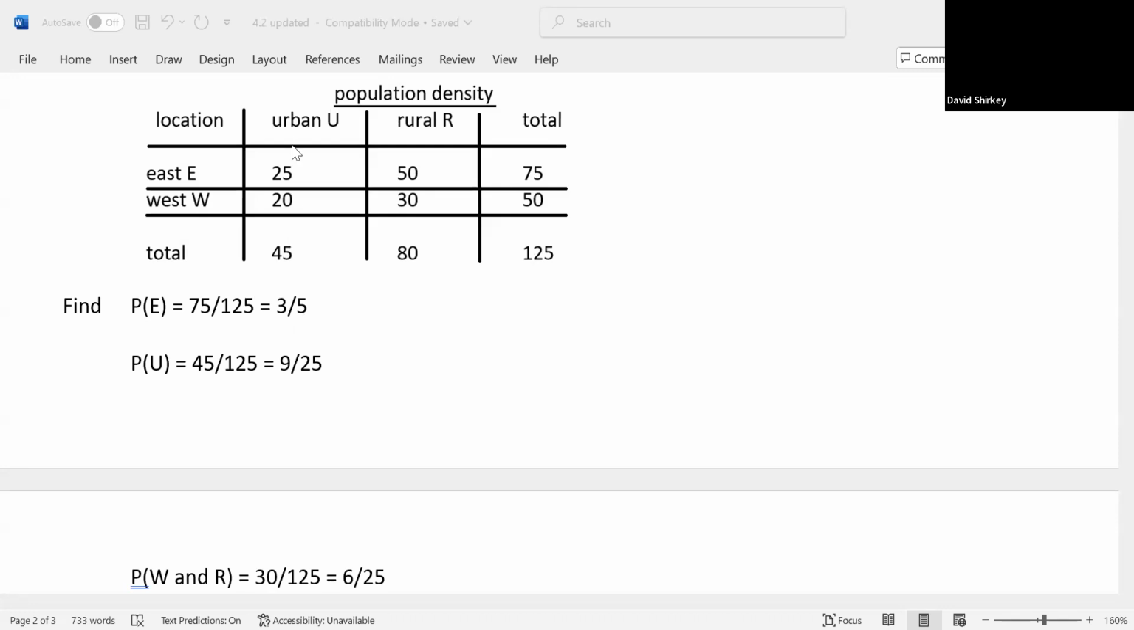The probability of urban, here you're going down. It's going to be the total urban, which is 45, the numerator there, divided by the grand total 125, which gives you 9 over 25.